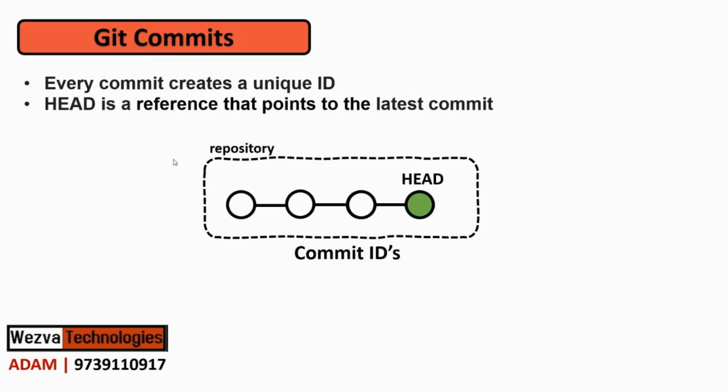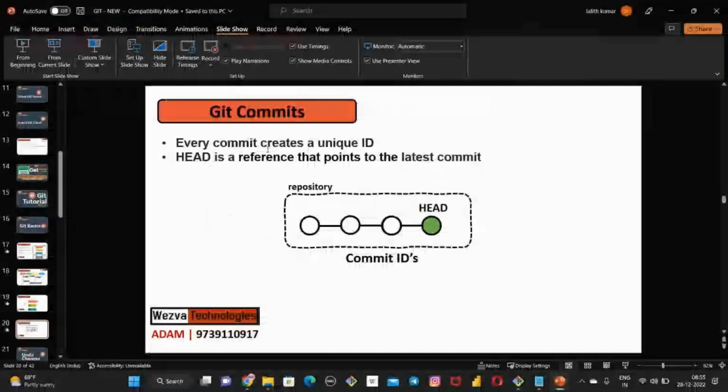But clear now what happens inside your repository? Every commit has a new ID, and there is something called a head reference which points to the latest commit ID. Okay, how do I see it? Now let me show you. So come back.